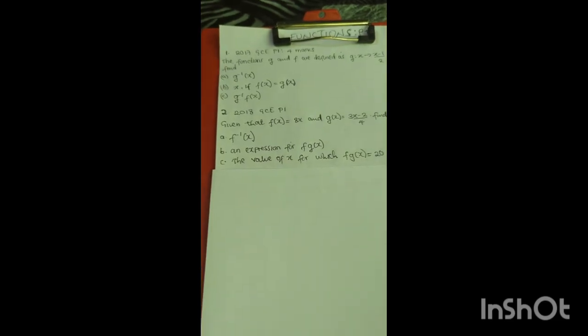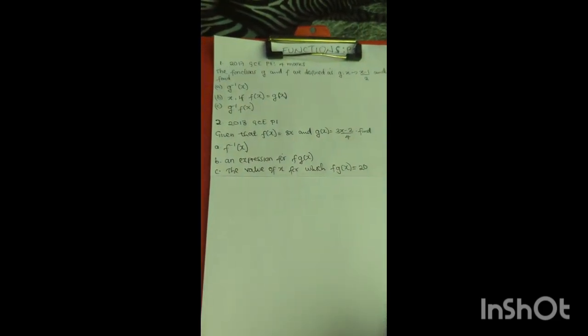So if I say study 10 past papers, meaning you're only doing 5 past papers, but both internal and external. Okay, so question 2 is saying, given that f of x is equal to 8x and g of x is 3x minus 2 over 4, find f inverse of x.